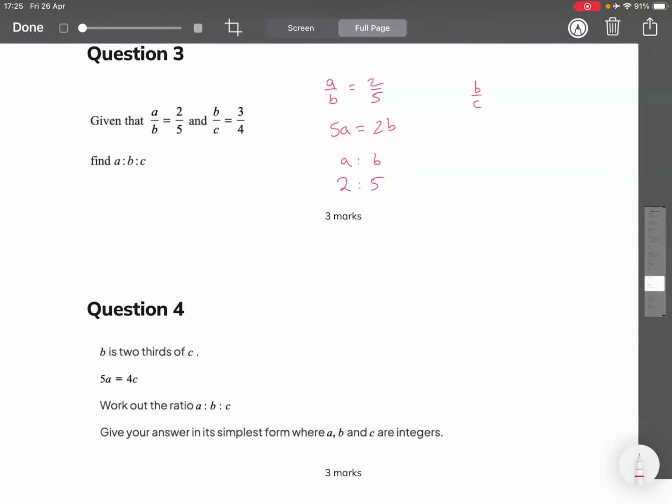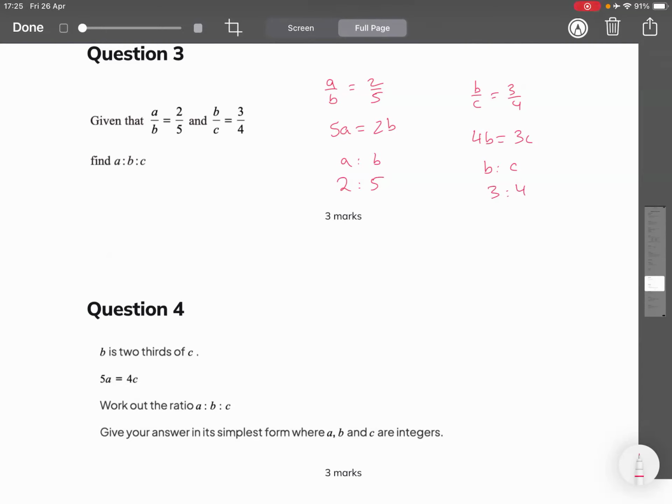Let's do the same for the other one. What would I get if I cross multiply this? You get 4B equals 3C. And then the ratio will just be 3B and 4C, 3 to 4. And now I have to combine them.